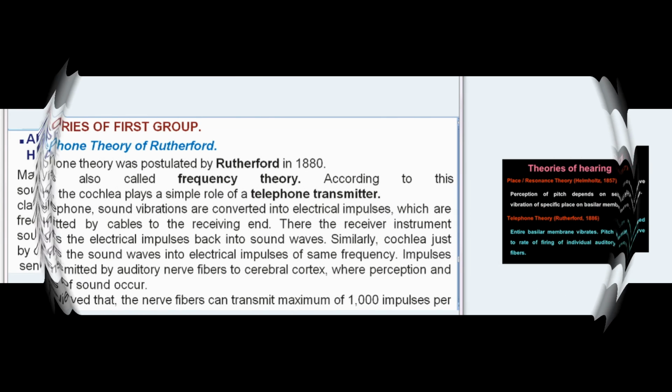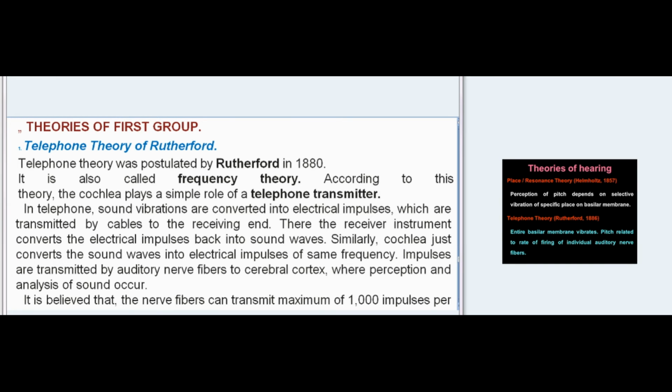Theories of first group. Telephone theory of Rutherford. Telephone theory was postulated by Rutherford in 1880. It is also called frequency theory. According to this theory, the cochlea plays a simple role of a telephone transmitter.